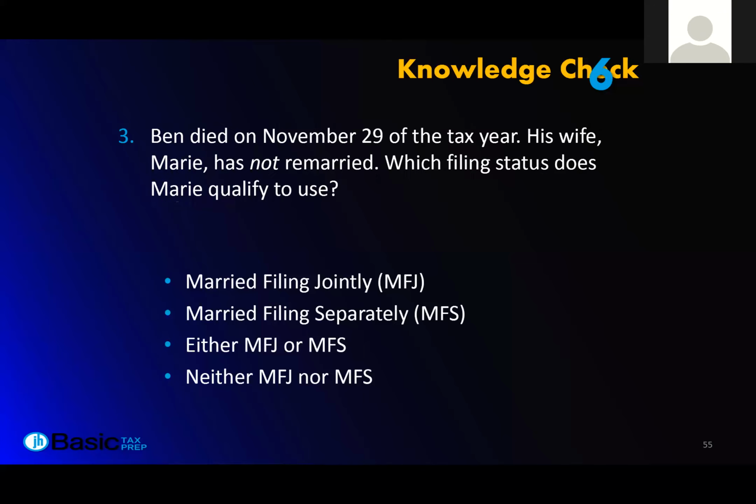All right. Ben died on November 29th of the tax year. His wife, Marie, has not remarried. Which filing status does Marie qualify to use? Married filing jointly, married filing separately, either or neither? Married filing jointly. Okay, she qualifies for that.